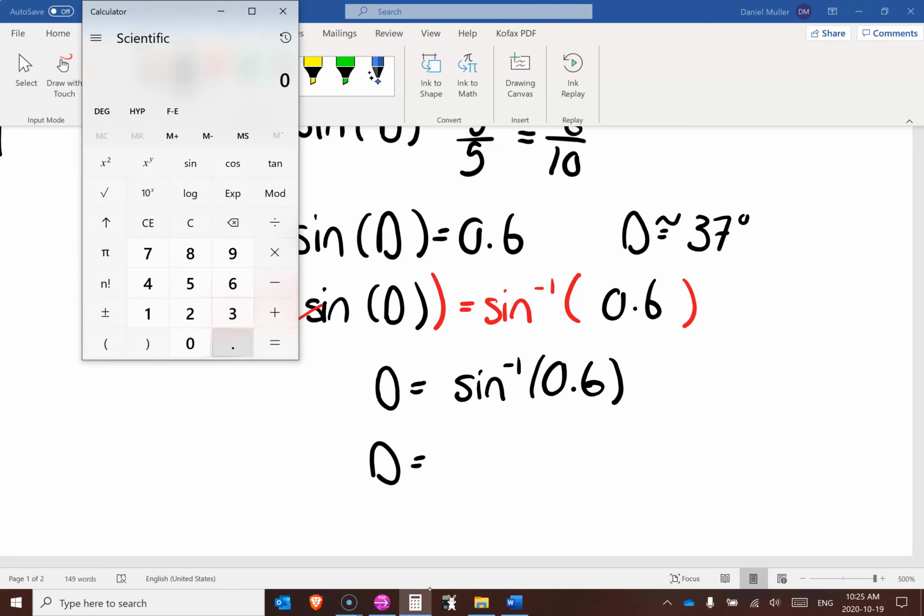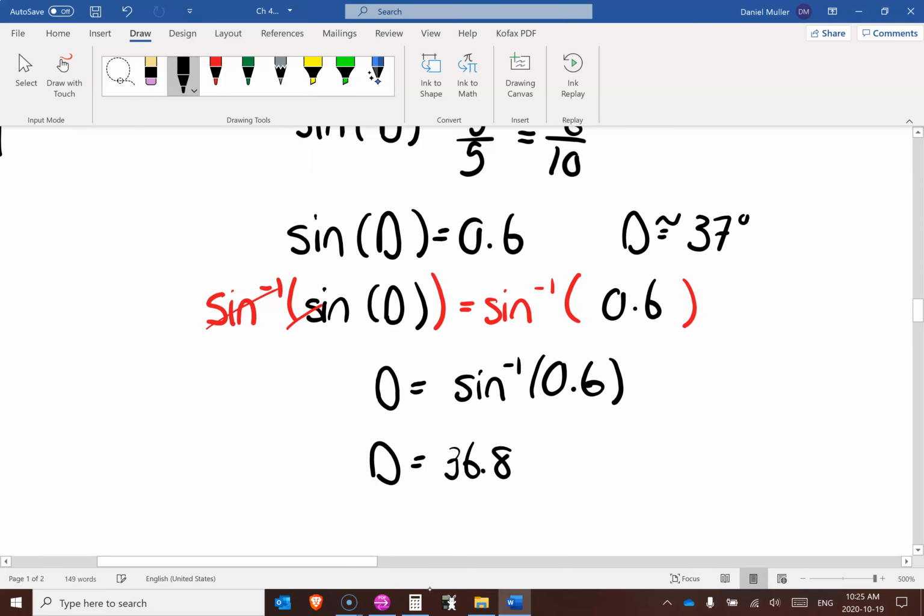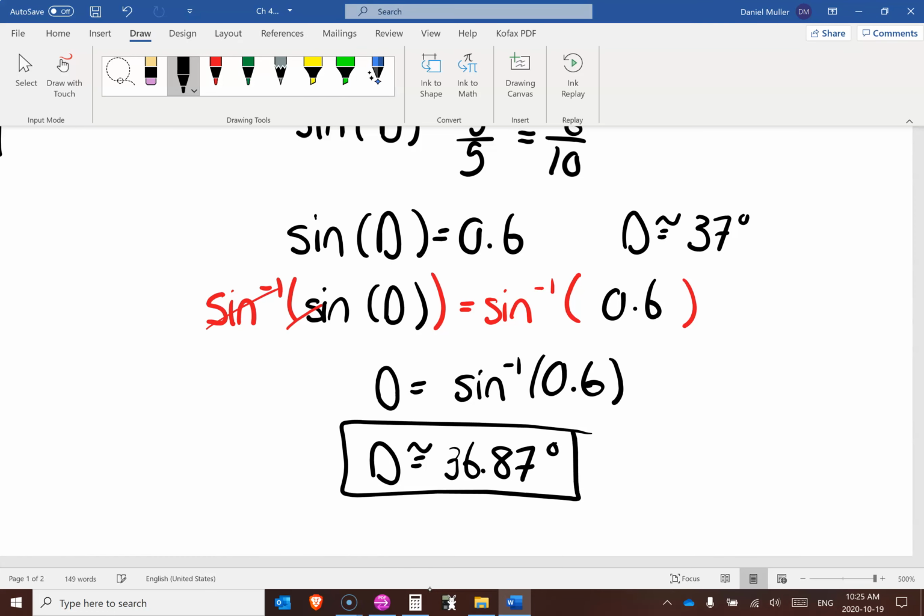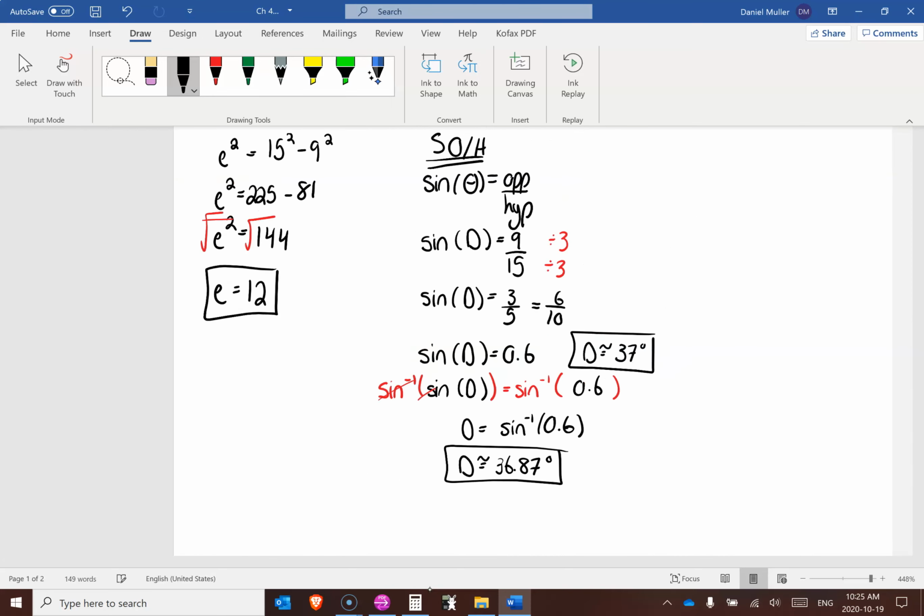So 0.6 sine inverse. So 36.87 degrees. And I mean, that's also estimated. So I think the table is easier.